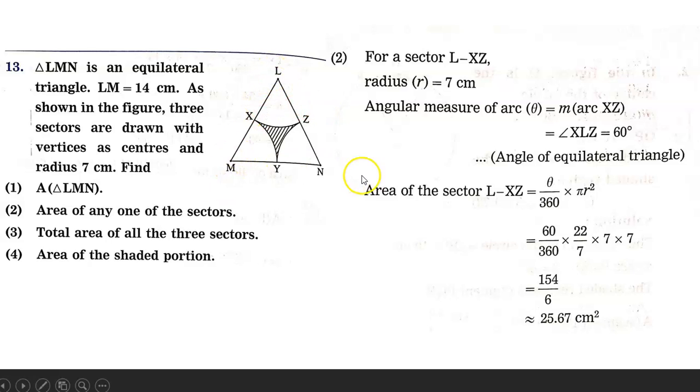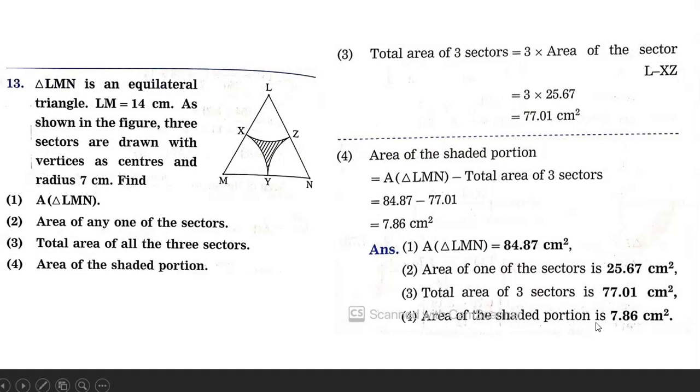And the angle, we know it is an equilateral triangle. That means each angle is 60 degrees. So this angle is also 60 degrees. So I have the area of sector LXZ as theta upon 360 into pi r square, which is 60 upon 360 into 22 upon 7 into 7 into 7. When I solve this, I get the answer rounded off to 25.67 centimeters square.